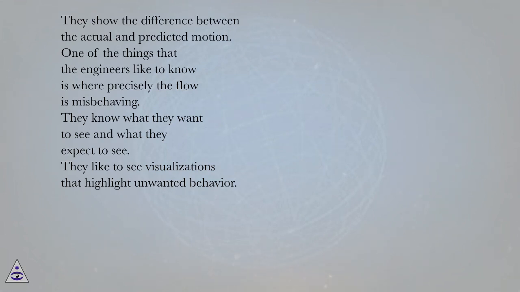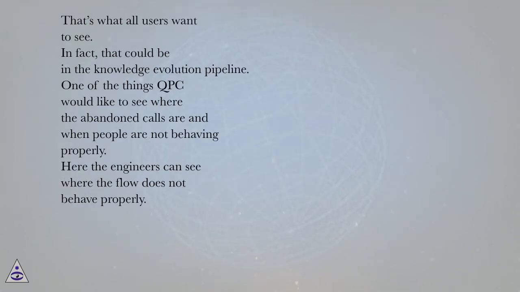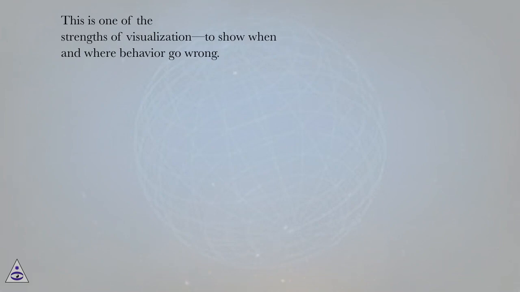One of the things that the engineers like to know is where precisely the flow is misbehaving. They know what they want to see and what they expect to see. They like to see visualizations that highlight unwanted behavior. That's what all users want to see. In fact, that could be in the knowledge evolution pipeline. One of the things QPC would like to see is where the abandoned calls are and when people are not behaving properly. Here the engineers can see where the flow does not behave properly. This is one of the strengths of visualization, to show when and where behavior goes wrong.